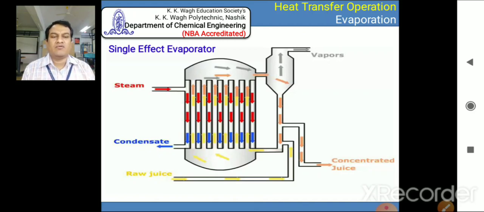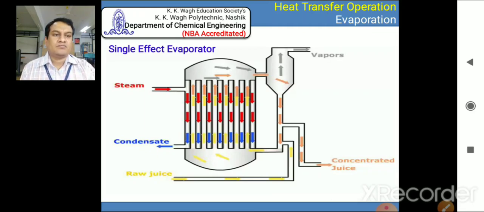So how is it concentrated? By evaporating the water solvent. The solution has some solid particles and the solvent is water. We have to evaporate that water, and only then is this raw juice or thin liquor going to convert into thick liquor. For evaporating this water, we have to supply some heating media, and generally the heating media is steam in the industry. That is why in this diagram we are supplying the steam and the condensate is out, then we are supplying the raw juice and the concentrated juice is the output.